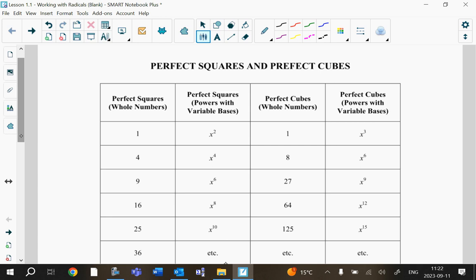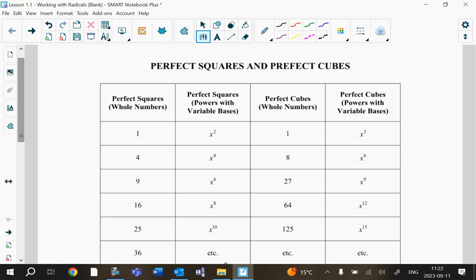So let's look at the numbers first, the number columns. First one is perfect squares. Why is the number 1 a perfect square? Because it's 1 times 1. Why is 4 a perfect square? Because it's 2 times 2. What about 9? Because it's 3 times 3, etc. Okay? Or we can take the square root of them and get a whole number. That's why they're perfect squares.